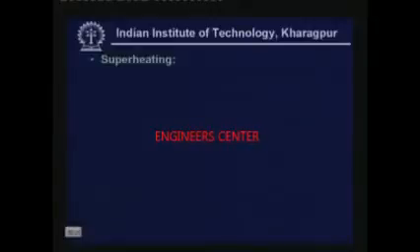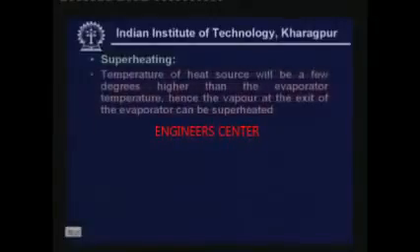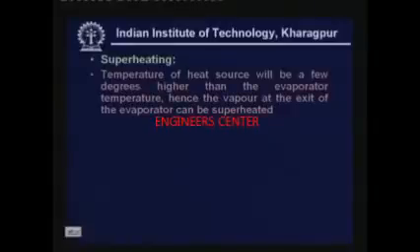Now let us look at the other modification, that is called superheating. What is superheating? The temperature of the heat source will be a few degrees higher than the evaporator temperature. Hence the vapor at the exit of the evaporator can be superheated. This is again similar to your condenser problem. If you want to exchange heat from the refrigerated space to the evaporator, you must provide a certain delta T.